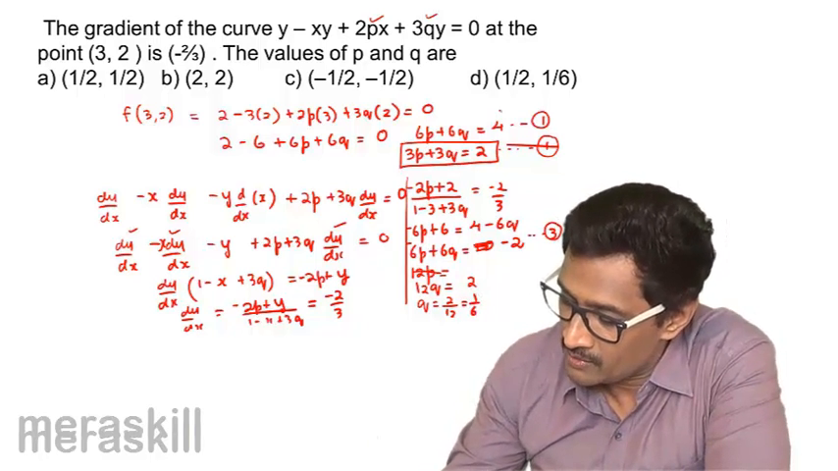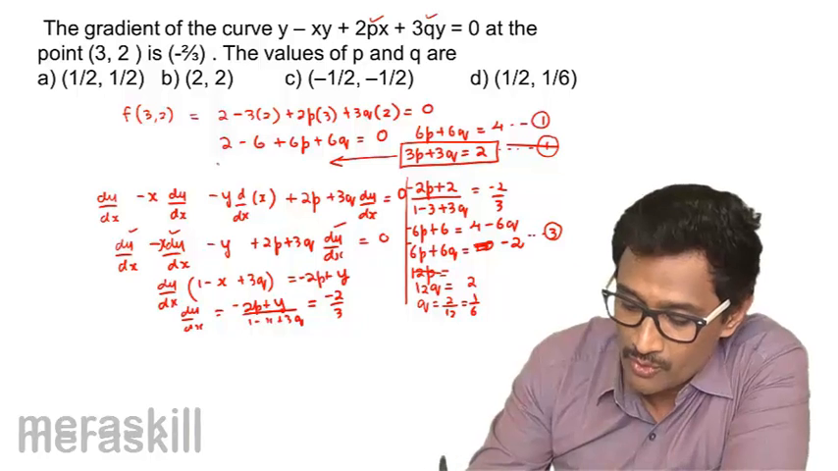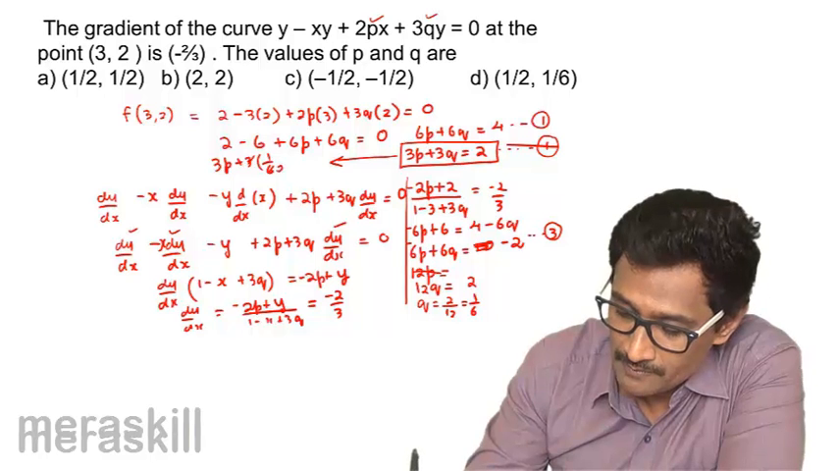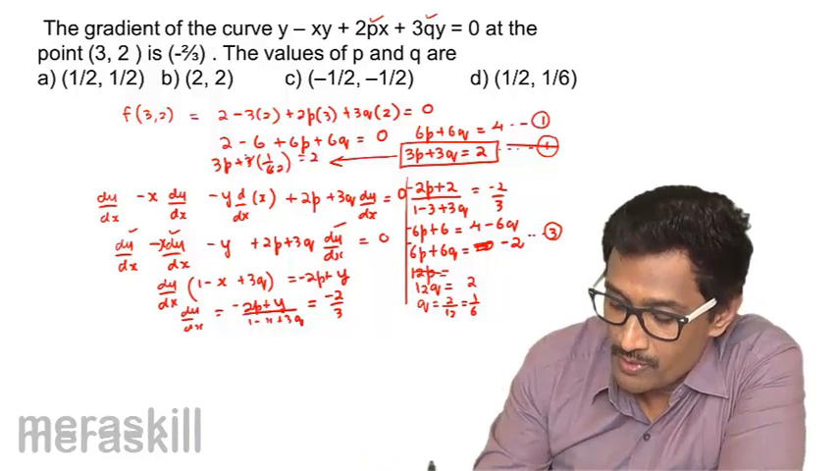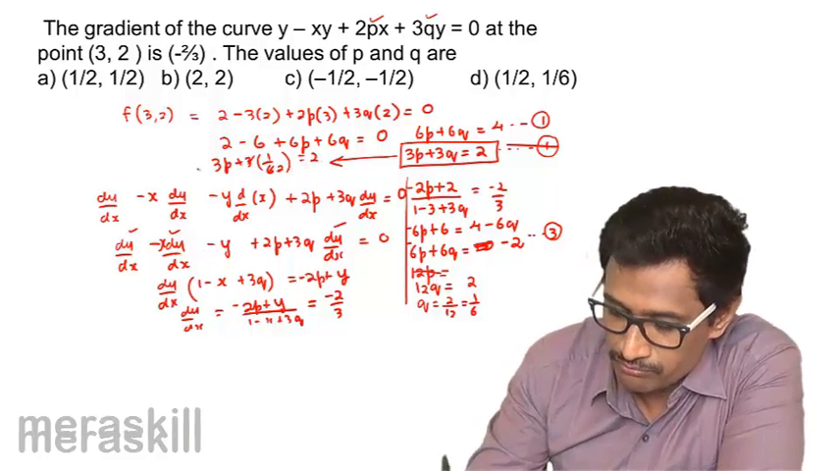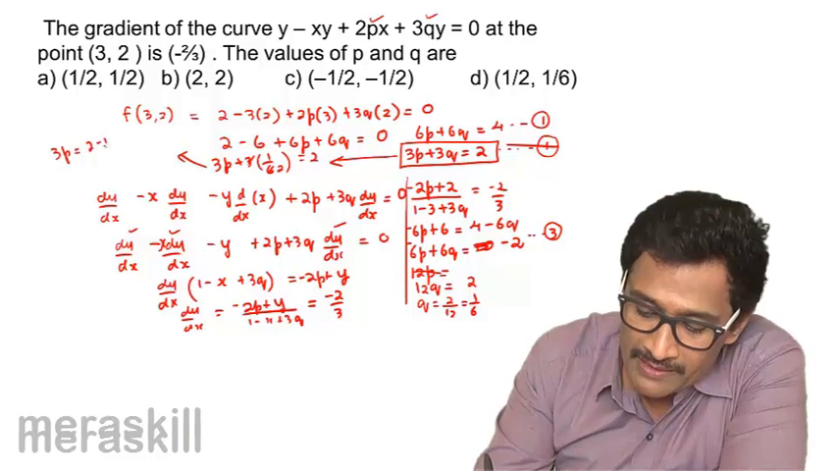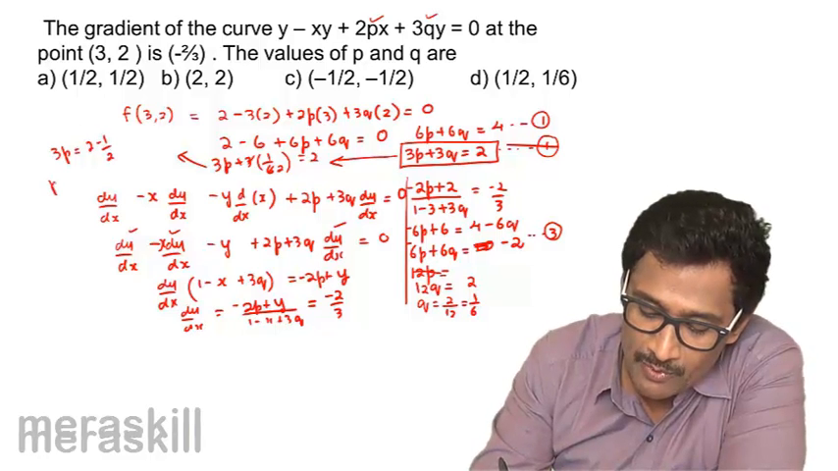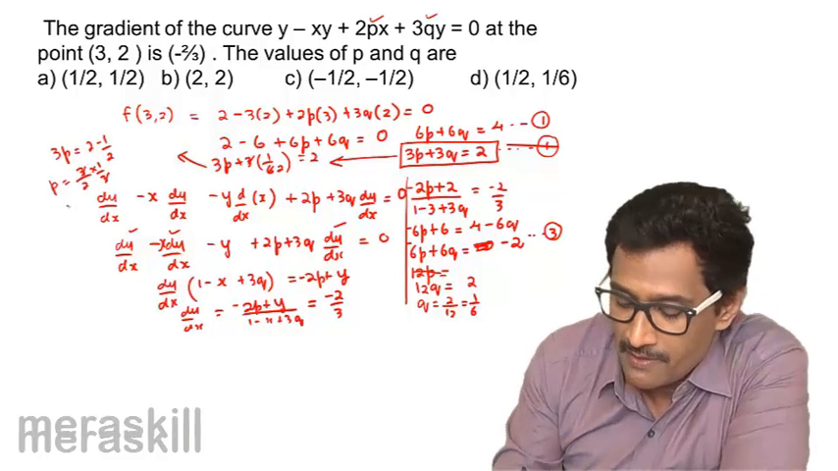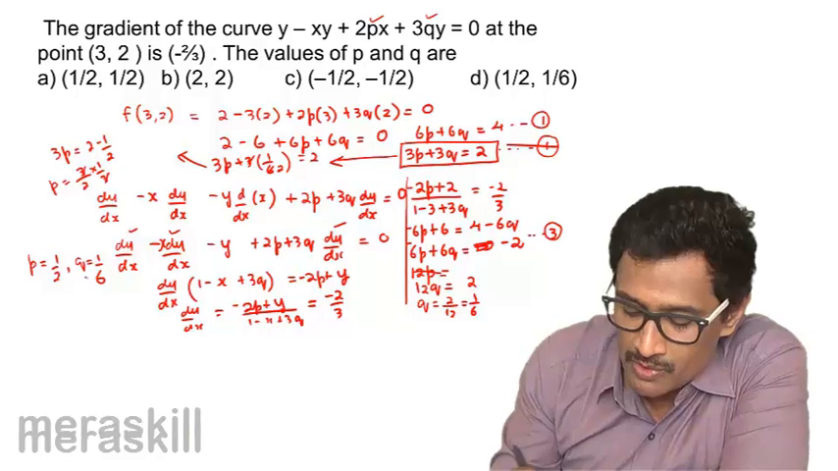And the other one, if you substitute in any one of these, suppose you substitute q as 1 by 6, you get 3p plus 3 into 1 by 6 is equal to 2, and you end up getting 3p as 2 minus half. So p will turn out to be 3 by 2 into 1 by 3, that is half. Hence you get p as half and q as 1 upon 6.